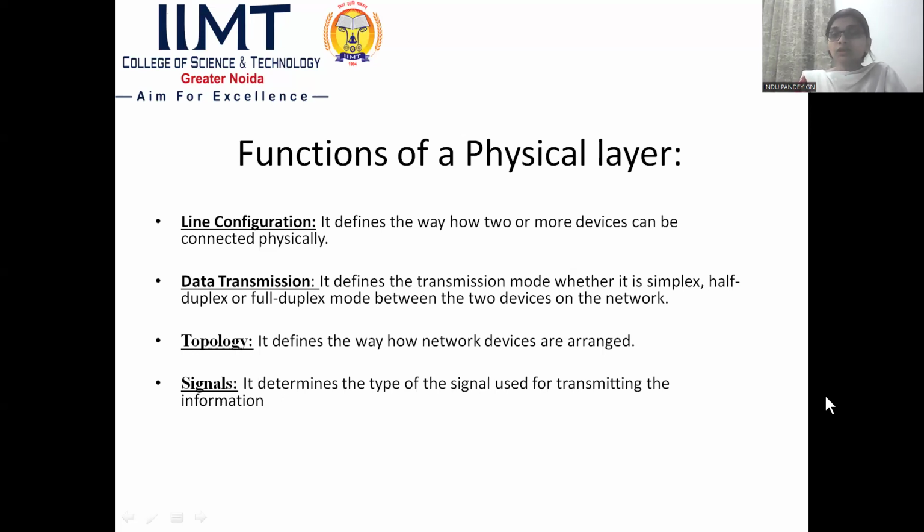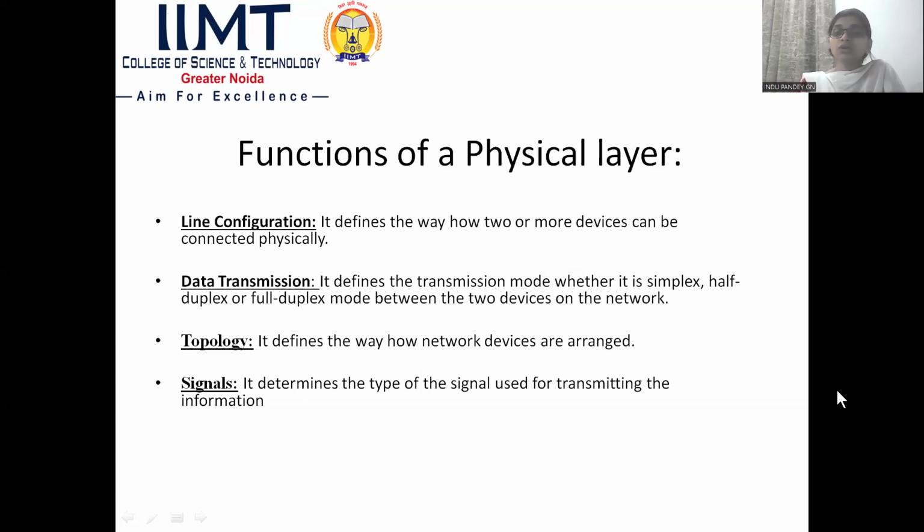First of all, we need to understand what simplex, half duplex, and full duplex are. In simplex mode, the sender sends data to the receiver, and the receiver only receives it. In half duplex mode, the sender has the capability to send data and the receiver has the capability to receive data, but the receiver may not respond at the time when the sender is transmitting the message. And in full duplex mode, the sender and receiver respond to each other's messages in real time.